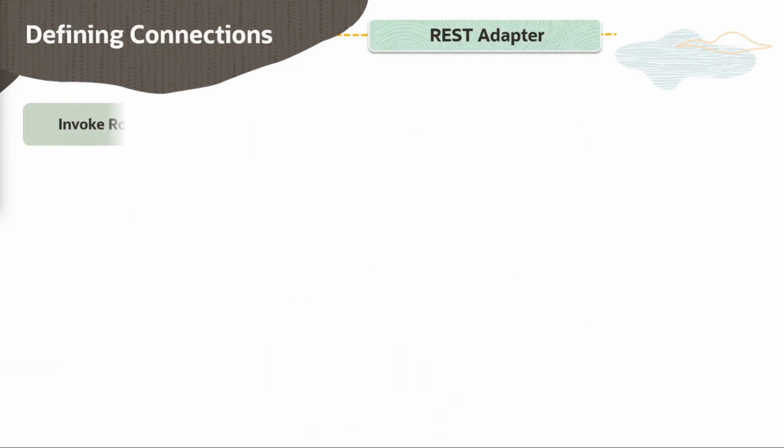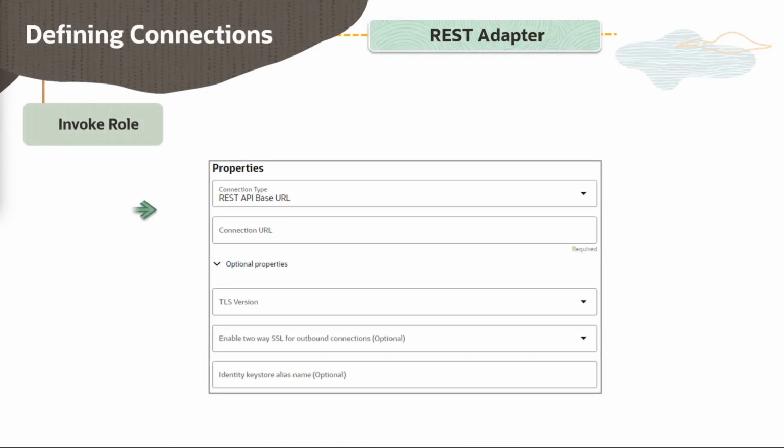To define the connection, once you have indicated the invoke role next on the connection page, you can either select to provide the base URL for the web service endpoint, or if the service provides an open API description document, you can indicate that URL. Either way, it is recommended that you do not select a value for transport layer security, since OIC will automatically use the latest TLS version for SSL communication.